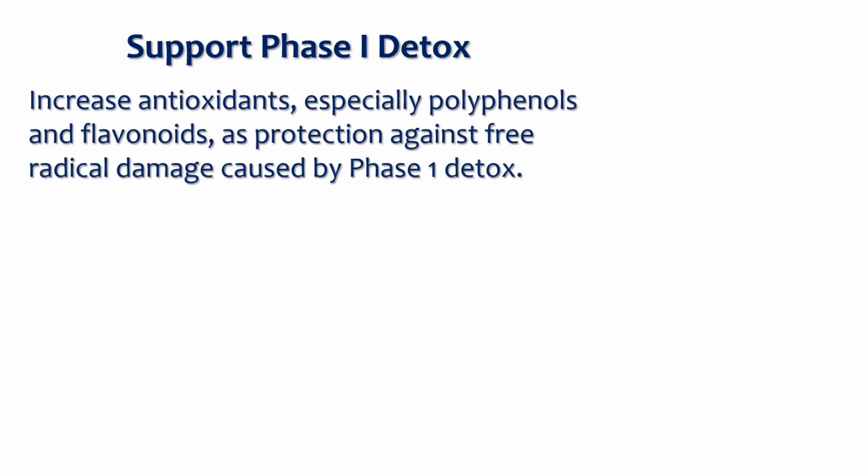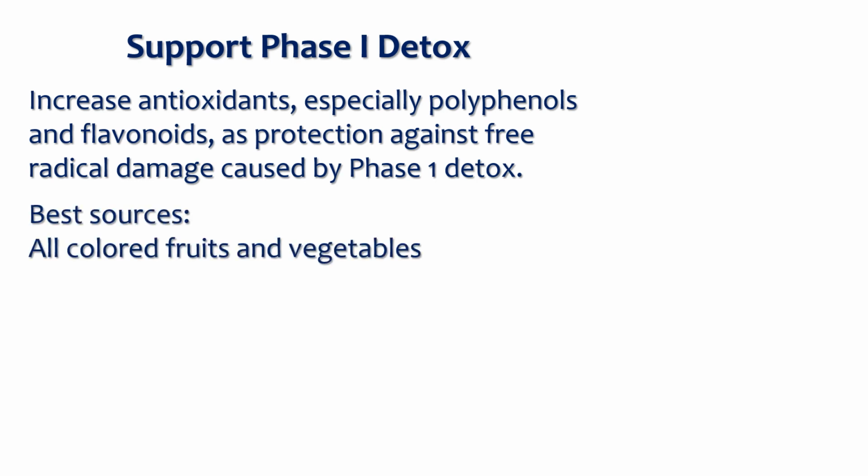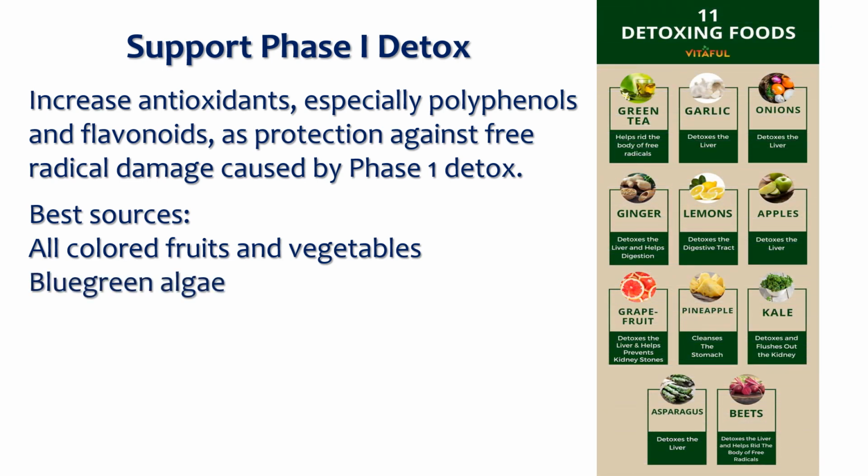So to support phase 1 detox, increase antioxidants in your diet, especially polyphenols and flavonoids. And these are two families found in particular in fruits and veggies. They help protect against free radical damage that's the byproduct of phase 1 detox. Best sources are all colored fruits and vegetables, and of course, blue-green algae.